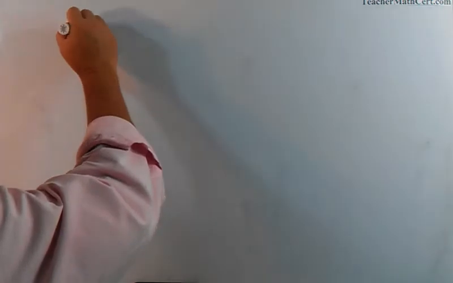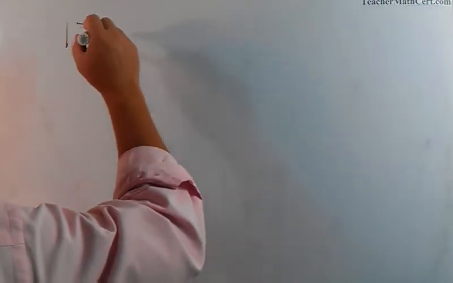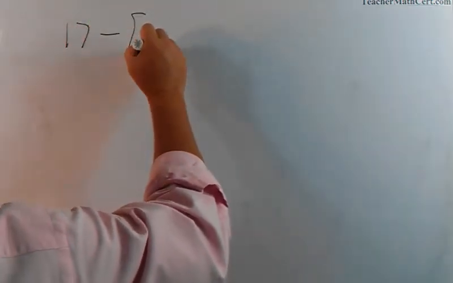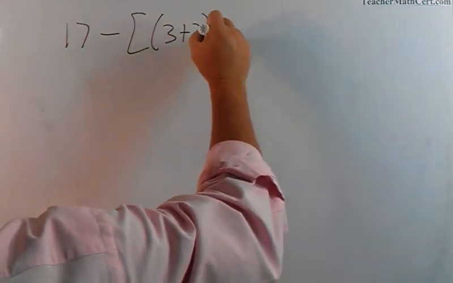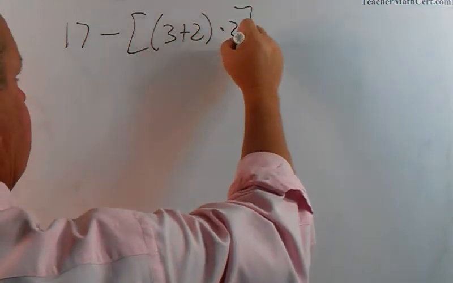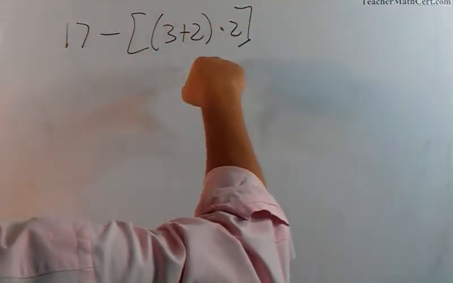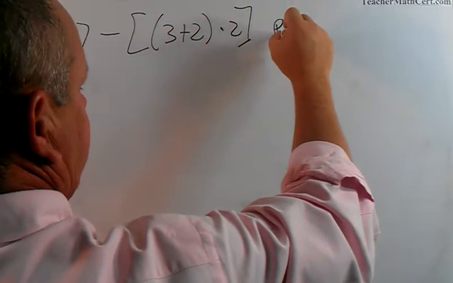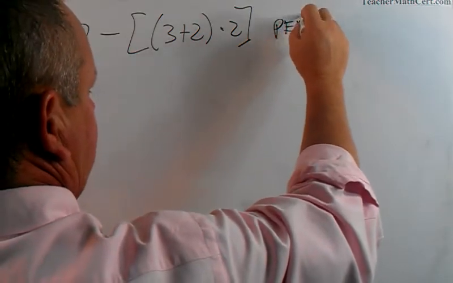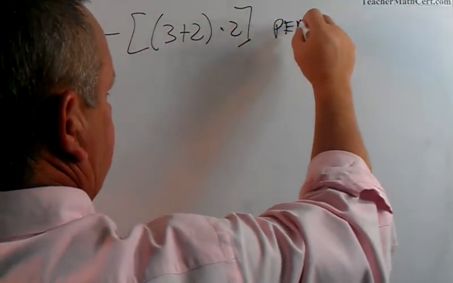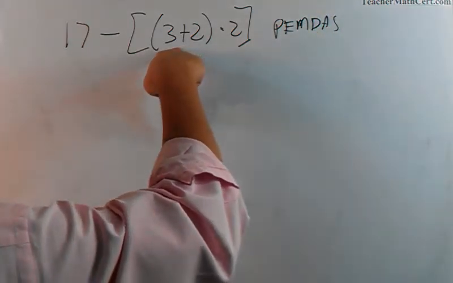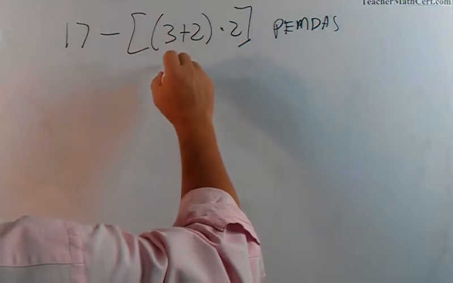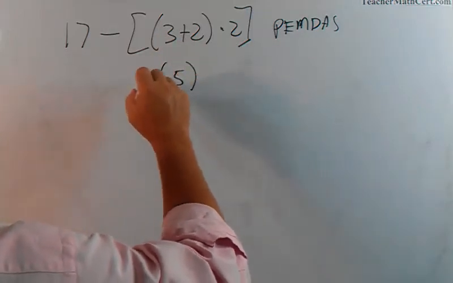Alright, there's some intensive math problems. 17 minus parentheses 3 plus 2 times 2. Alright? Please excuse my dear Aunt Sally. Parentheses, exponents, multiplication, division, addition and subtraction. First set of parentheses, the inside, it's going to go to 5.